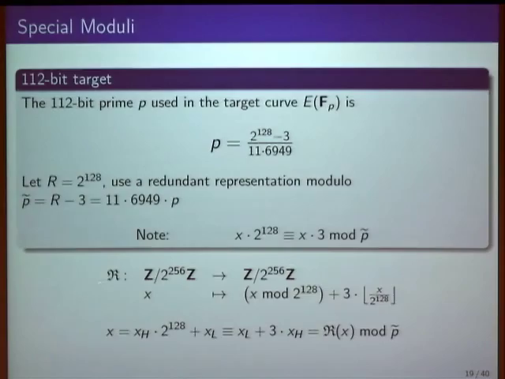How are we going to exploit this special shape? Let's define a reduction map R, which is defined like this. We can immediately see that if we write our number x in a radix 2 to the 128 system, and we take the lower part and add 3 times the higher part, then it's congruent mod p twiddle. This is a basic trick also used for the NIST primes.